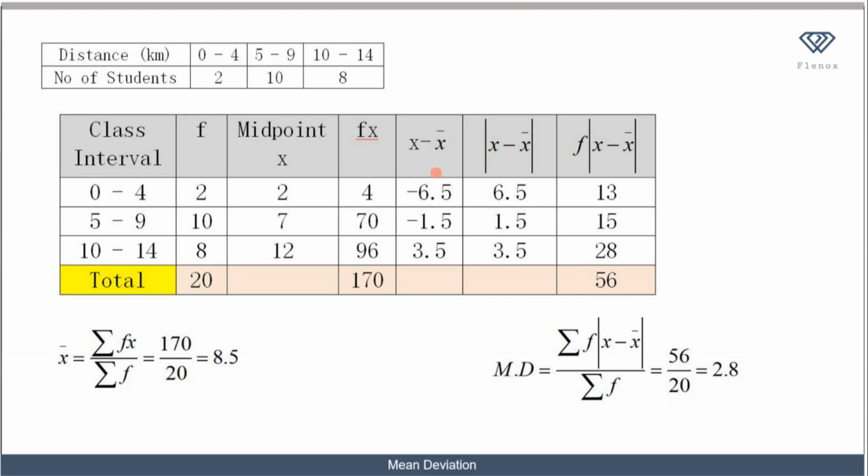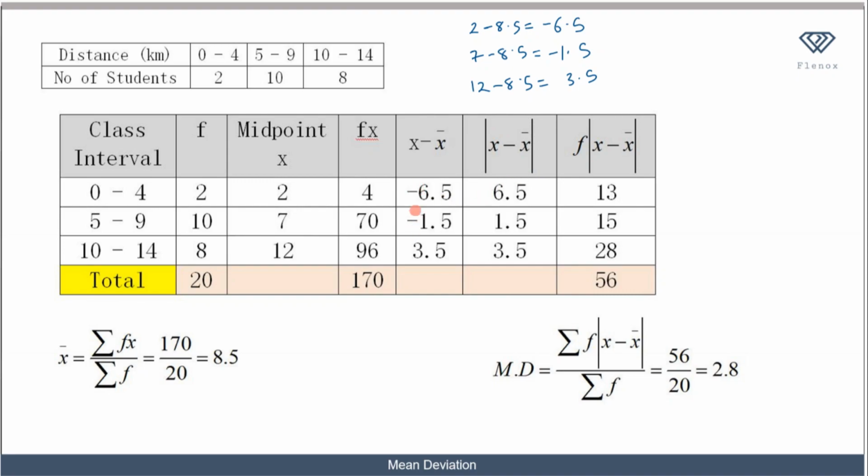Now I move on to the next column, where I have x minus x bar, and I've gotten my x bar to be 8.5. So I subtract 8.5 from all my values of x. For the first one, it becomes 2 minus 8.5, and that gives me minus 6.5. For the second one, it becomes 7 minus 8.5, which gives me minus 1.5, and the last one becomes 12 minus 8.5, which gives me 3.5.